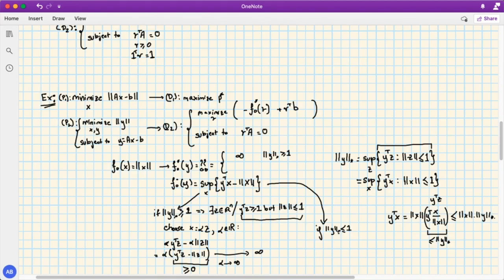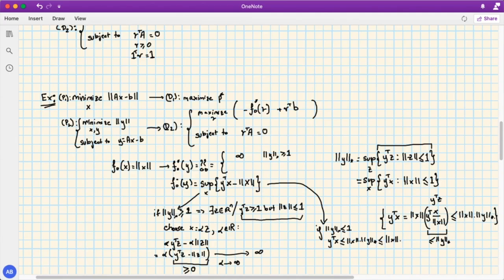Well, if the dual norm is less than 1, then I can go ahead and say, if I take a look at this inequality, since my y transpose x is less than the norm of x multiplied by the dual norm of y, then I can use this condition over here, that is the dual norm of y less than 1. I can say this guy is less than the norm of x.